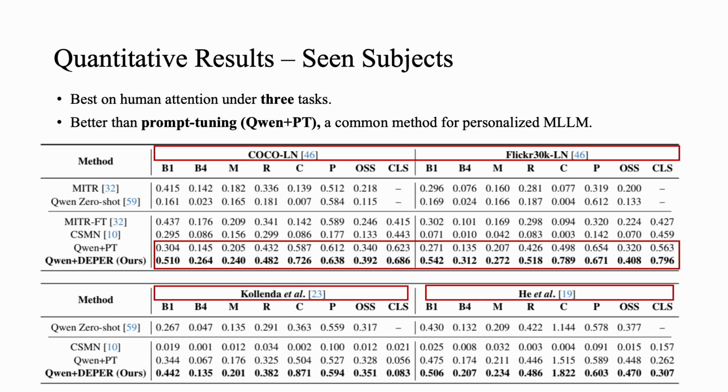A notable thing compared with prompt tuning, which is a common method for personalized multimodal large language models, is the significant improvement of our method. It indicates that Deeper can help with extracting a robust and consistent subject embedding that encodes the perceptual and linguistic style.